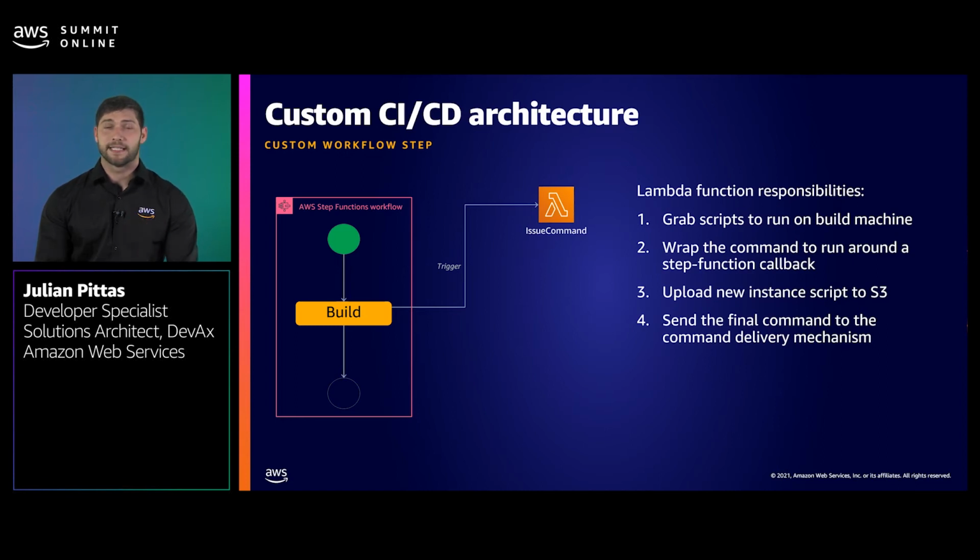The first is to get the build script that we want to run on our build machine. The second is to take the commands that we want to run on our build machine and wrap it in code that allows us to talk back to step functions in the event of a success or a failure. The third is to upload this new script into S3 for this particular job. And finally, it's responsible for sending a command to the build machine with the location of the new build script and kick off the build. Let's look at each of these steps in a little bit more detail.